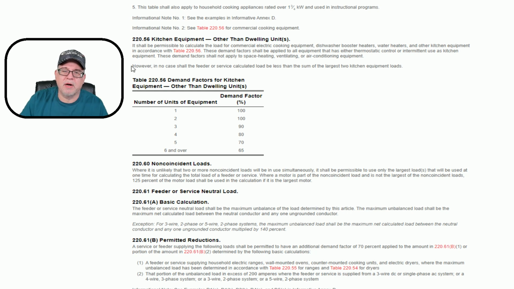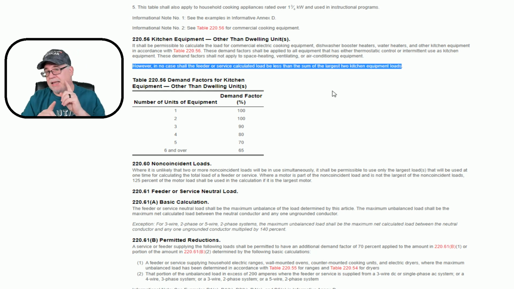One of the most important aspects that you need to remember, and I have students all the time highlight this, provided you're able to highlight in your state. You got to check your bulletin to see what you can do in your code book and what you can't do. Don't say Paul told you you could highlight something and then your state says you can't. That's on you. That's your responsibility to check. It says, however, in no case shall the feeder or service calculated load be less than the sum of the largest two kitchen equipment loads.